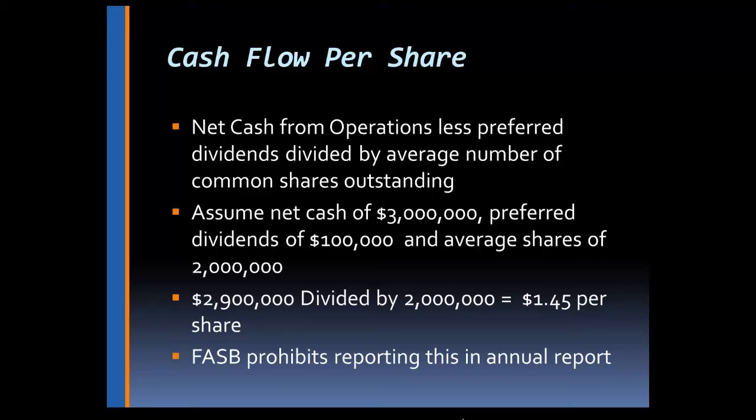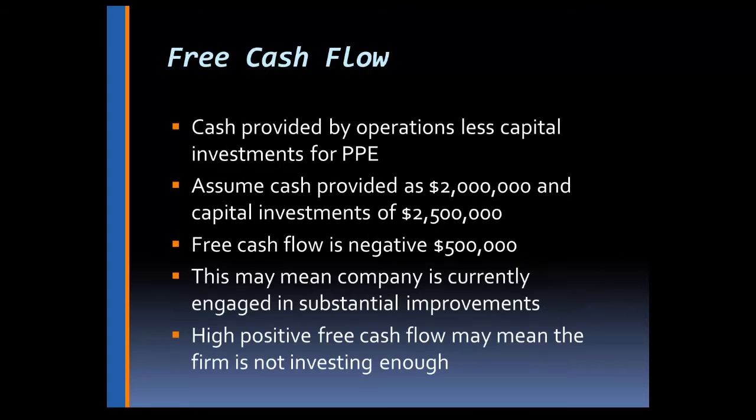Management, financial analysts, and investors are very interested in this particular number: how much cash per share has been thrown off by operations to be used in the expansion of the business. This would be particularly severe if we had a negative cash flow per share. Now, FASB prohibits firms from reporting this in their annual report, but a financial analyst or a prospective investor can calculate it very easily from the information provided in the statement of cash flows and the shares outstanding in the capital section of the balance sheet.